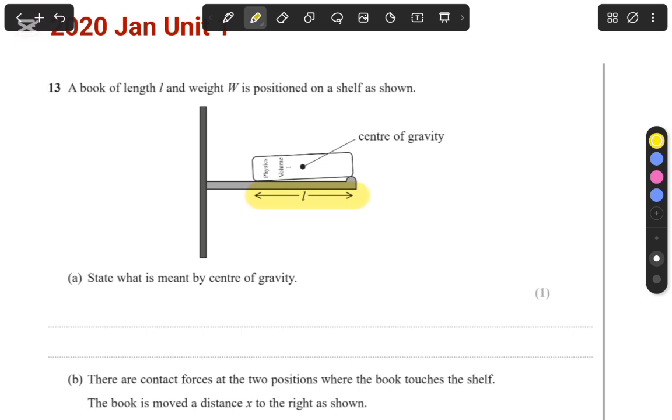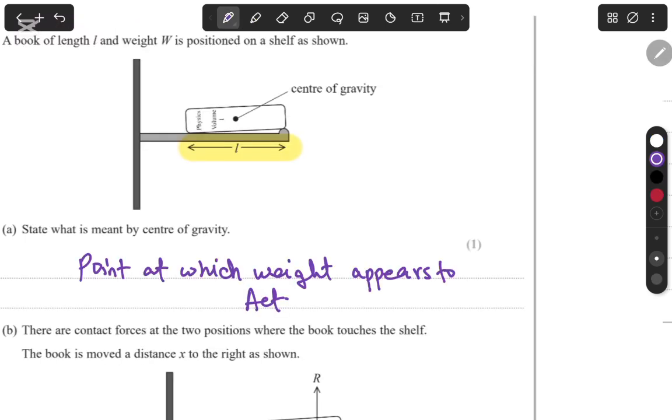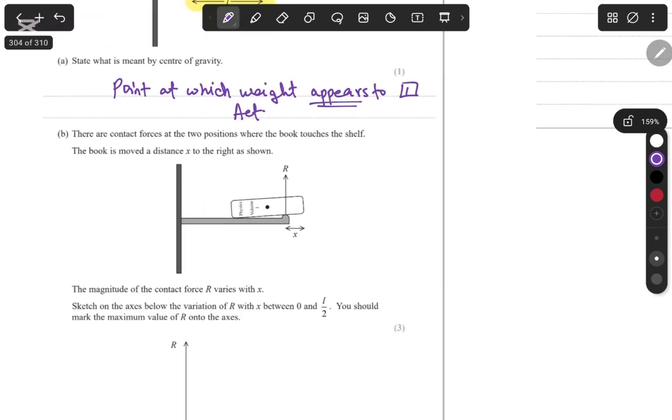And then obviously quite a repetitive question, state what is meant by center of gravity. So that's going to be the point at which weight appears to act. This word is key, and that will get you 1 mark. Now, let's move on to the next question.